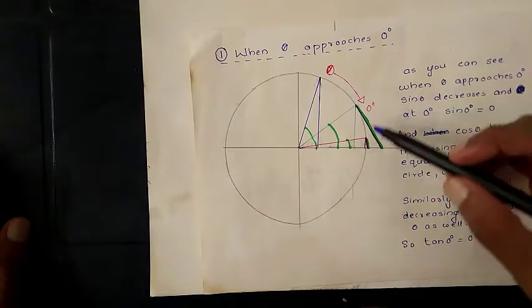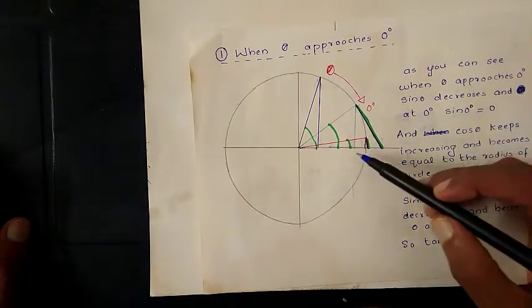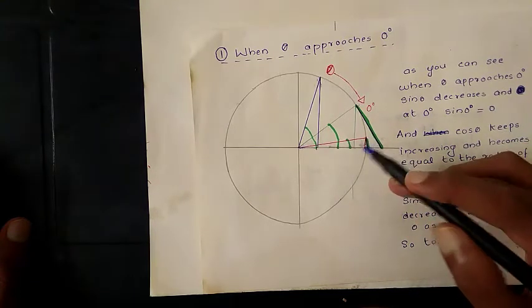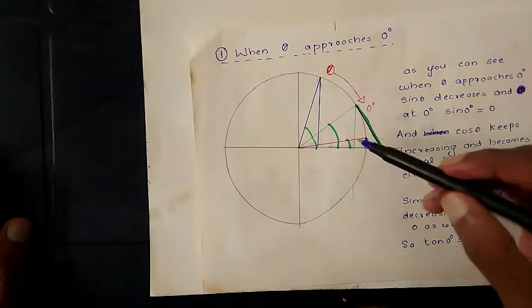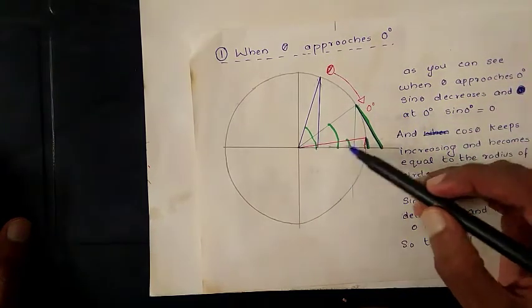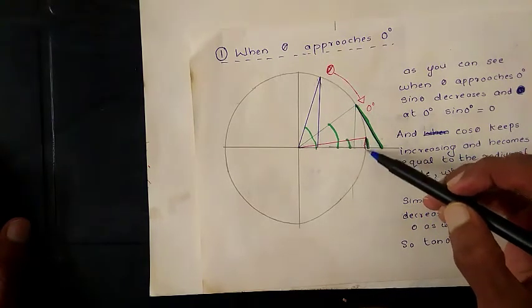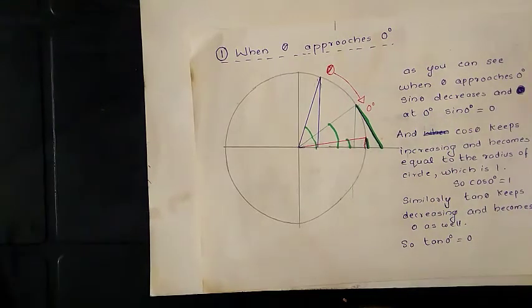So at 0 degree angle, the hypotenuse of this right angle triangle will align itself with the x-axis. So there will be no more vertical height. So we say that sine 0 degrees is 0. That's why we say that sine 0 degrees is 0.